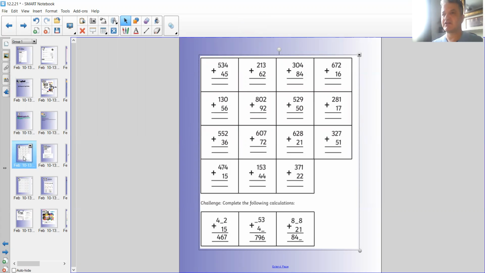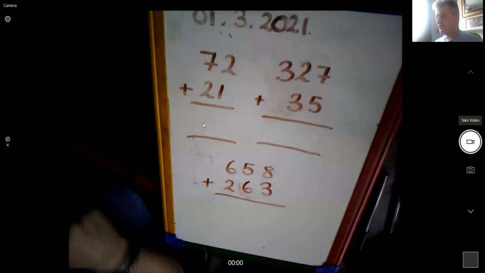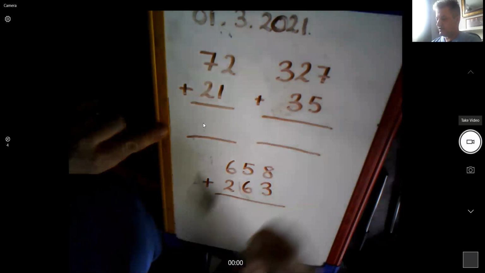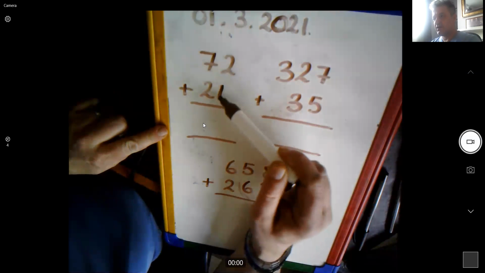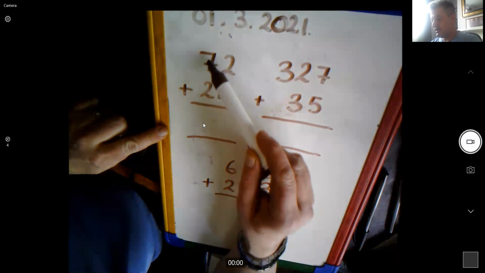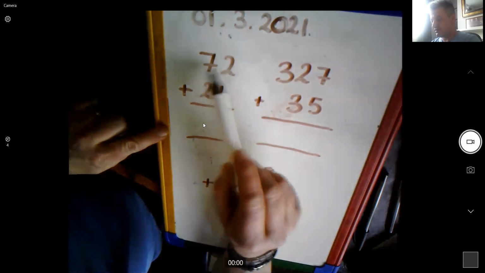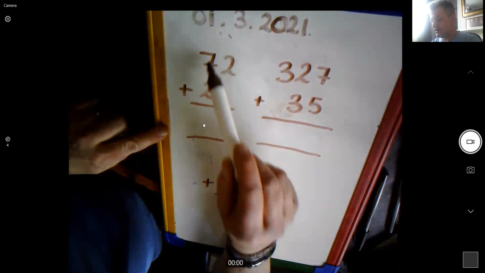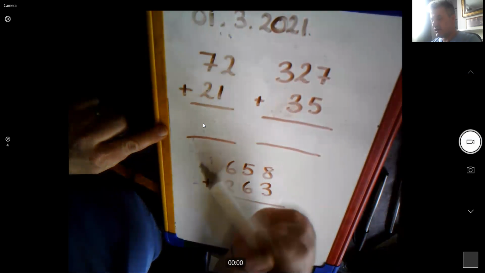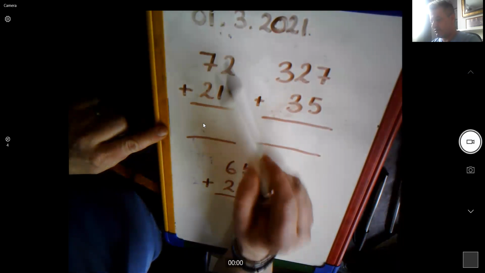So let's have a look at one of these on the screen for us. First question, 72 add 21. Obviously, the 2 and the 1 are in the units or the ones column. 7 tens, which is 70, and the 2 tens. Have you noticed that you've got to put them underneath each other? The units go underneath the units, the tens go underneath the tens. Okay, this is a straightforward, no renaming, no regrouping.